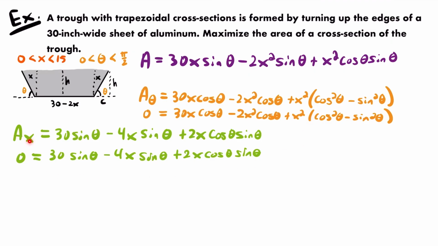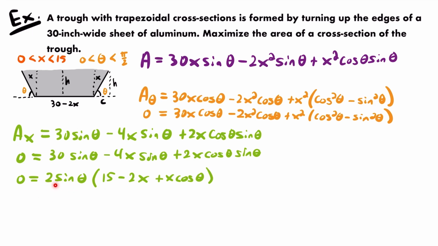I want to focus on the x equation for right now, because what we're going to have to do is solve for one variable in one equation and then plug it into the other, which looks very complicated right now, but something that's going to be helpful here is that before we try to solve for anything, notice that all of these terms in this equation have a common factor of sine. So we can pull that out. In fact, we can pull out 2 times sine theta because all of these terms would have a common factor of 2 as well. So if we do that, we'll have 0 is equal to 2 sine theta times 15 minus 2x plus x times cosine theta.